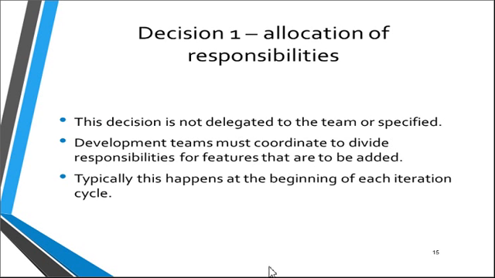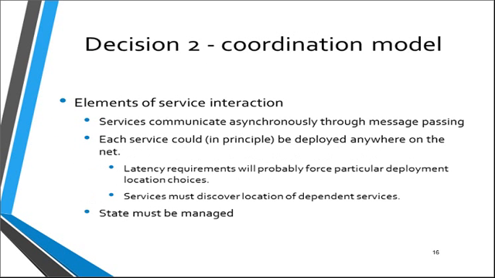So allocation of responsibilities is done as the system evolves. This is no different than any other agile type of methodology. The development teams must coordinate somehow, and typically this happens at the beginning of each iteration, although I've seen models where the allocation of responsibilities is done for iteration n+1 while the team is working on iteration n. But it happens close to when the actual coding is done.